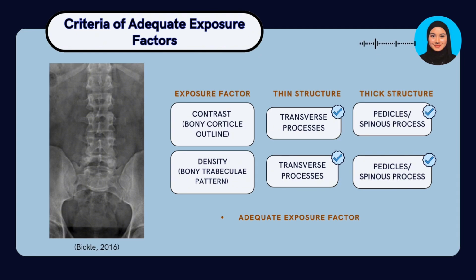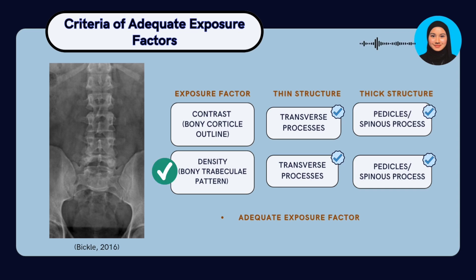Now, I'm going to discuss the criteria for determining adequate exposure factors for an AP lumbar radiograph. First, contrast, which is KVP. To assess contrast, we examine both thin and thick bony structures. The thin structure is the bony cortical outline of the transverse process, while the thick structure is the bony cortical outline of the pedicles or spinous process. If both of these structures are clearly visible, it indicates that an appropriate KVP was used, providing sufficient contrast.